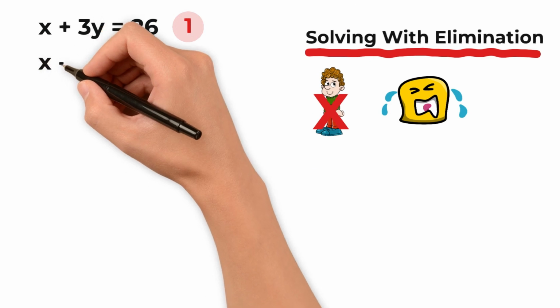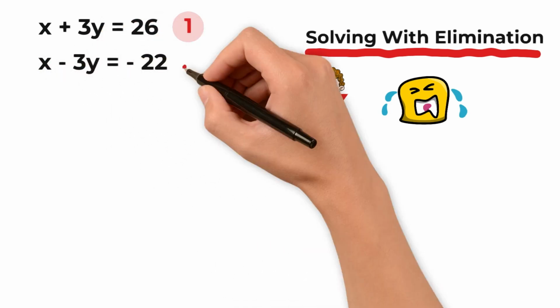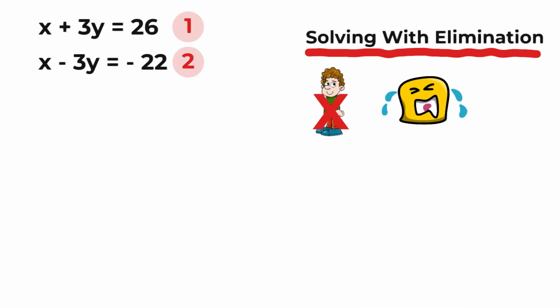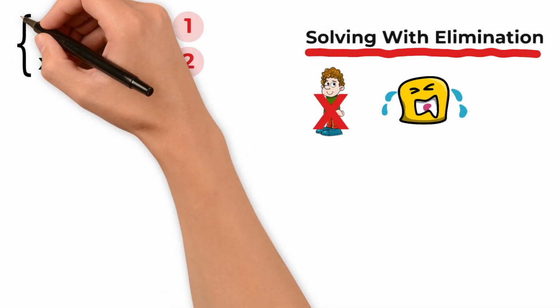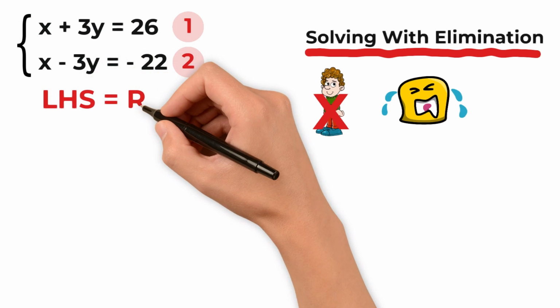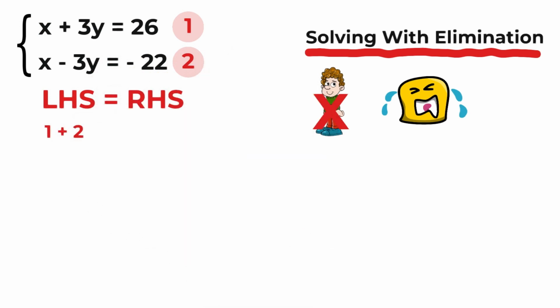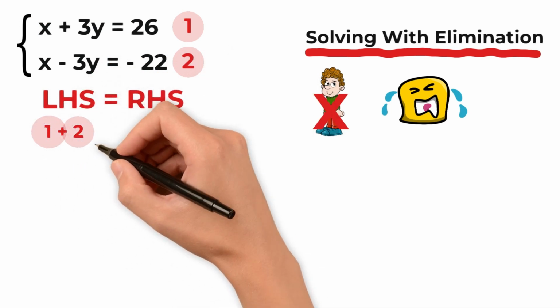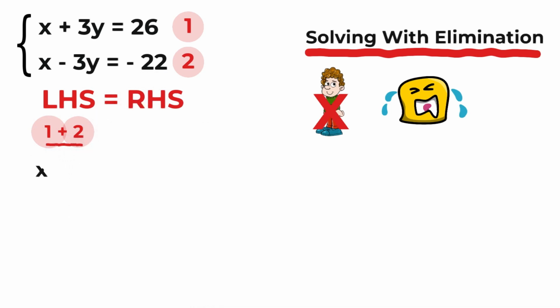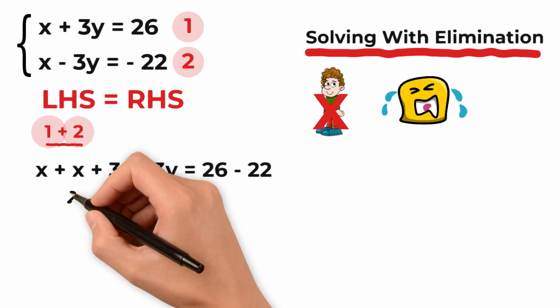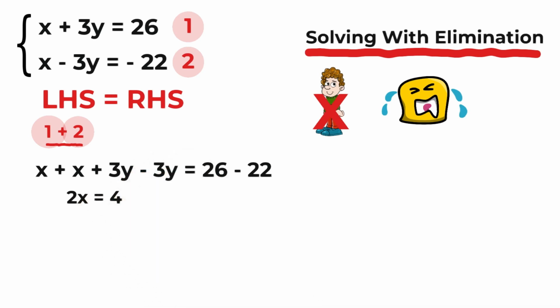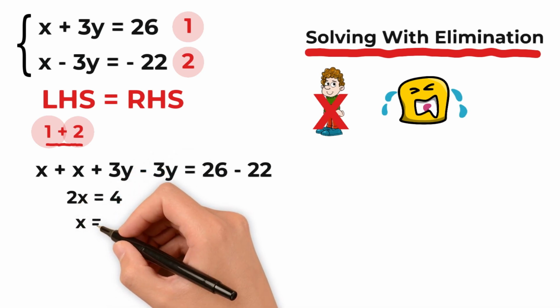So here's an example. Imagine you're presented with x plus 3y equals 26 and x minus 3y equals negative 22. The first thing you should do is label your equations 1 and 2. And notice that you have plus 3y and negative 3y. So if you were to add the top line to the bottom line, left-hand side and right-hand side, the plus 3y minus 3y would just go away and become 0. So adding the left and the right, we get x plus 3y minus 3y, and then on the right-hand side, we need to add as well, is equal to 26 minus 22.